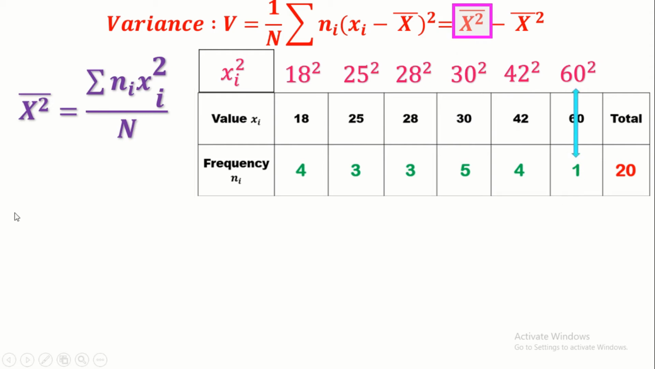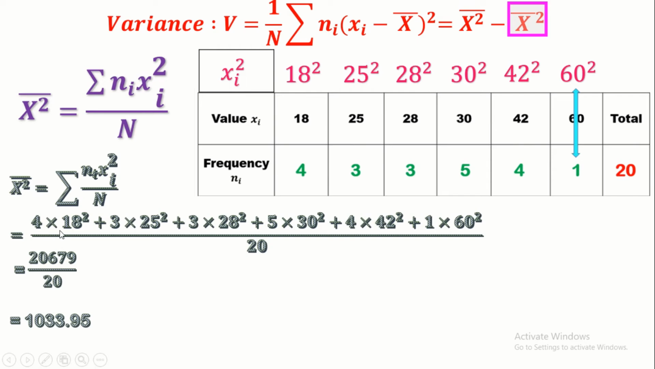All over the total, which is here 20. So we write x squared bar is summation ni xi squared over the total, is 4 times 18 squared plus 3 times 25 squared plus 3 times 28 squared, etc., all divided by the total. It gives us 1033.95. Well, we didn't find the variance here. We have just found x squared bar.